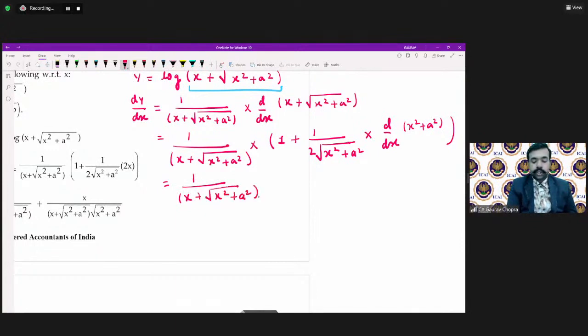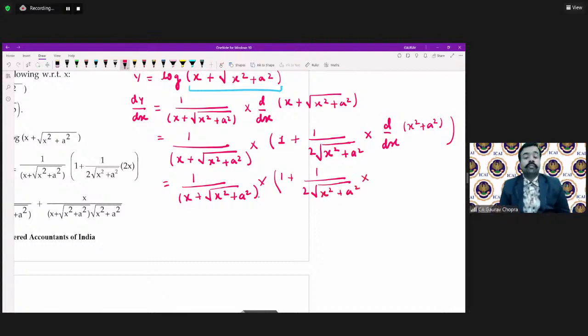So this first portion we are writing as it is. In the second portion, the first part we are writing again as it is, 2 root of x square plus a square. Now we are finding the derivative of x square plus a square. Since it is x square, the derivative will be 2x, and a square is constant, so its derivative will be 0. So till here we have computed.